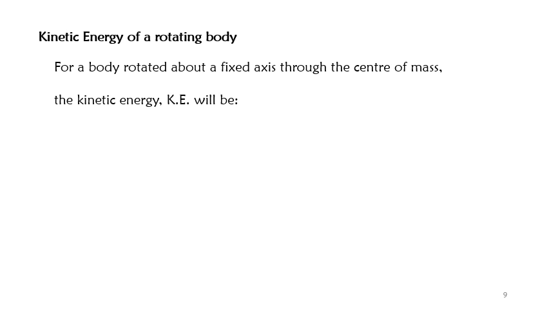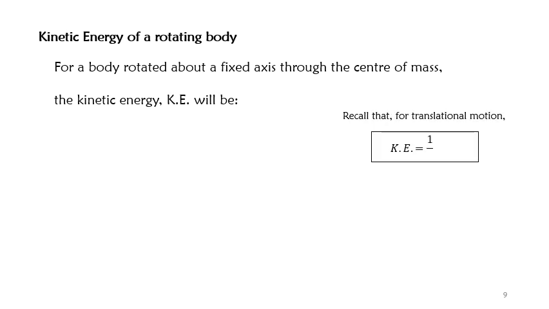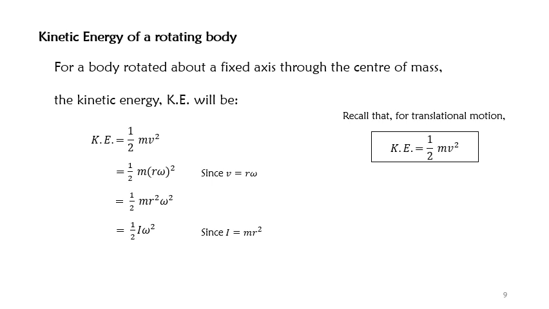Also, we can obtain the kinetic energy of the rotating body. As the body rotates, it possesses kinetic energy. It's in motion. From translational motion, KE is equal to half mv squared. Equivalent: v is R omega. So just substitute, and if you substitute R omega then squared, you have R squared omega squared. And mr squared can be taken to be the moment of inertia. So you have half I omega squared.